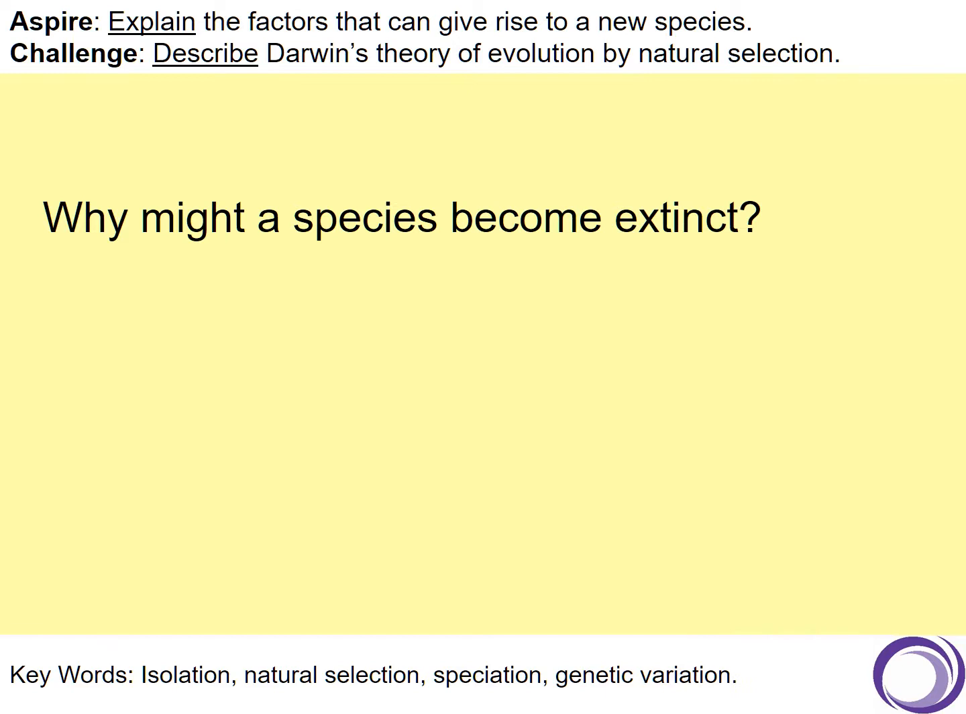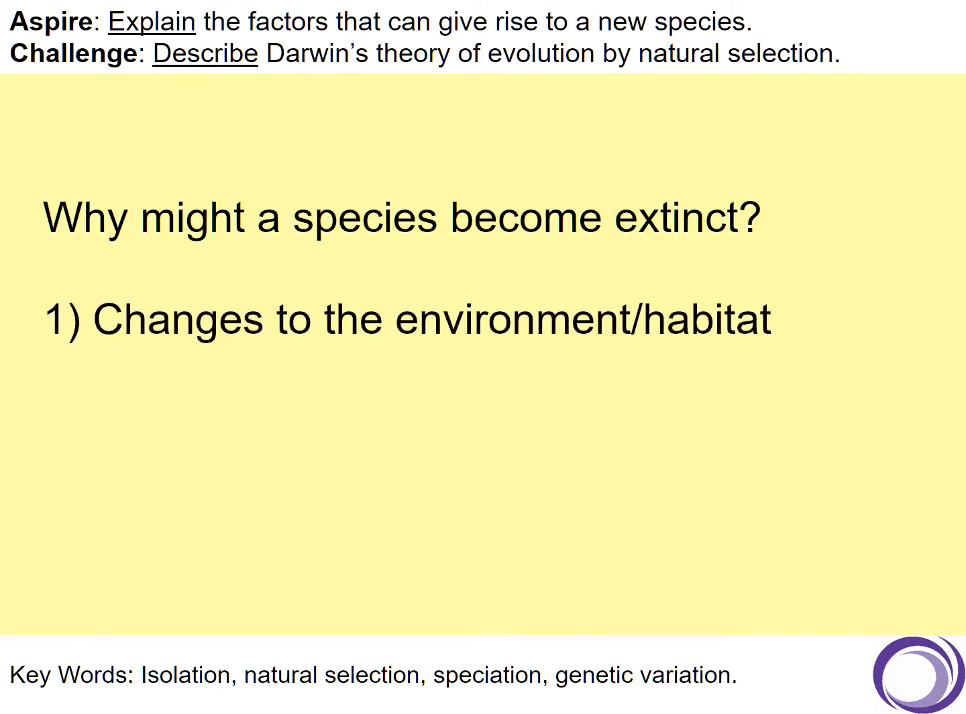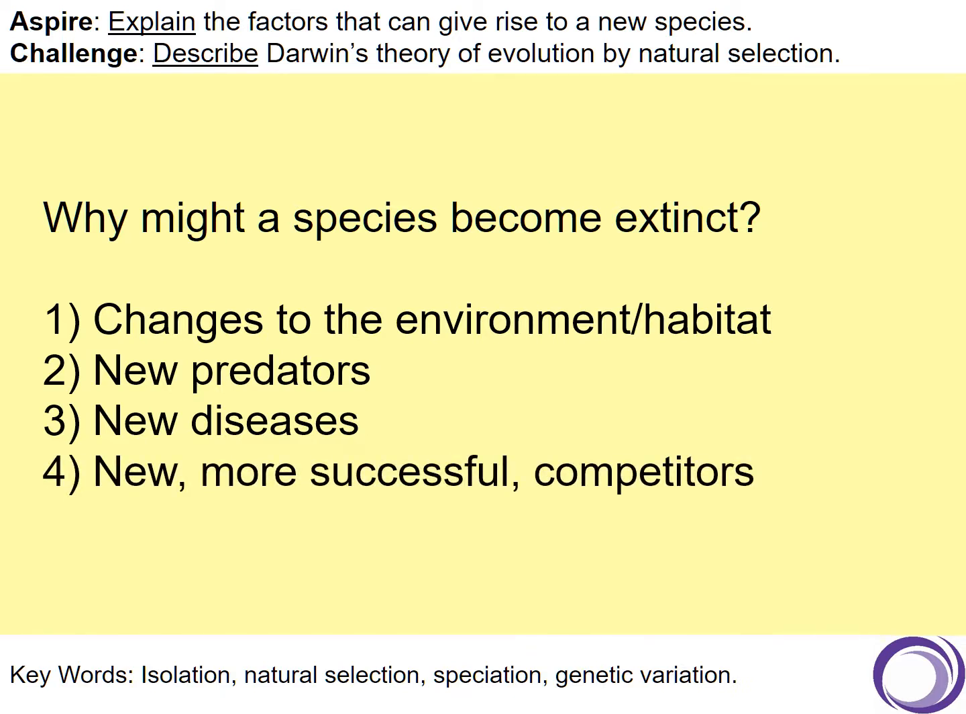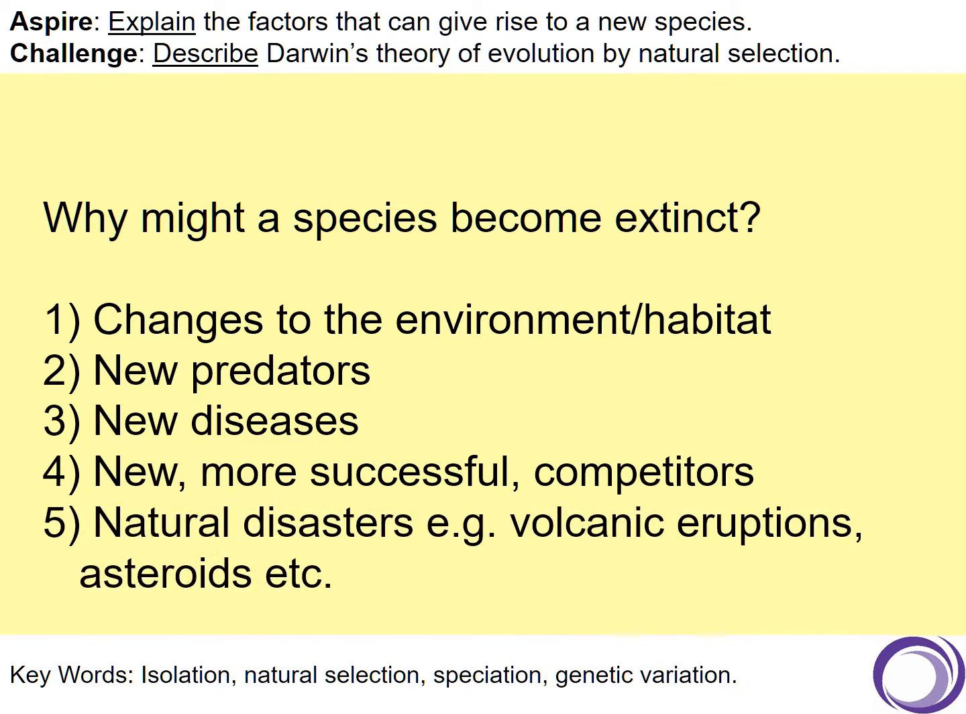Okay, so there's lots of reasons, but one of the main reasons is that the environment or the habitat that the species lives in may change. Another reason might be that there's new predators introduced into the environment. It might eat the eggs, as we thought was the case with the dodo, or might just predate on the animals themselves. New diseases could wipe out whole species in a relatively short amount of time. And there might be new, more successful competitors. Finally, there might be a natural disaster, such as a volcano or an asteroid.